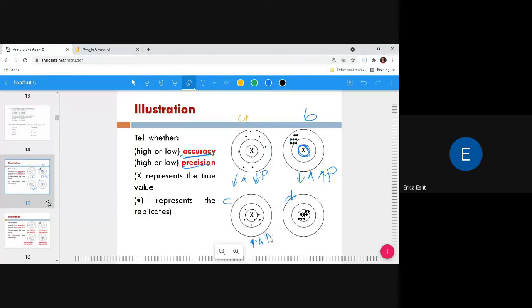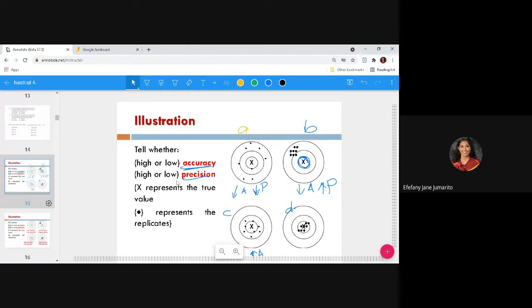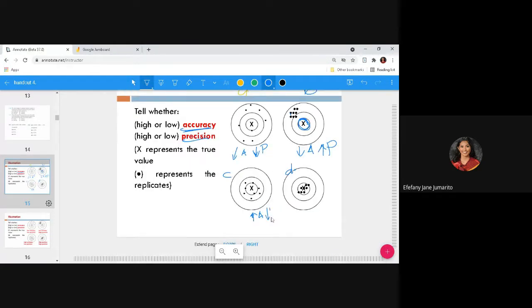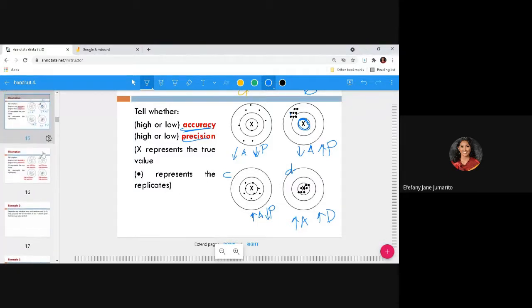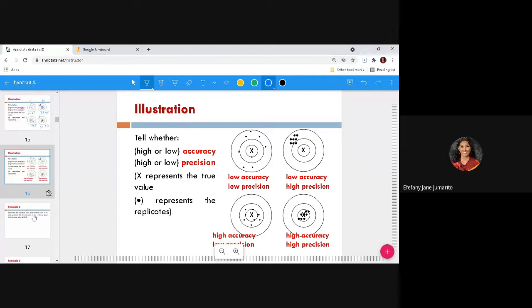We need the data to be close so that we can say that your data is reliable. What about letter D? High accuracy and high precision, ma'am. If you are the chemist, which would you choose: letter A, B, C, or D? Letter D, ma'am, because D has high accuracy and high precision. That is our desirable data.